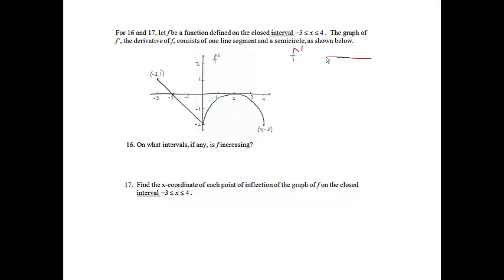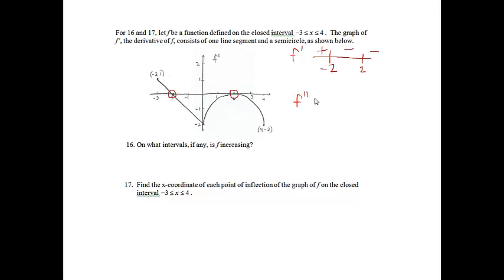So for my f prime chart, just like I did in problem 15, we need to see where that derivative equals 0. The derivative equals 0 here and here, so that is at -2 and 2. Before -2, my derivative is above the x-axis, so those values are positive. Between -2 and 2, my values are below the x-axis, which makes them negative. And then after 2, my values are still below the x-axis, which makes them also negative values.